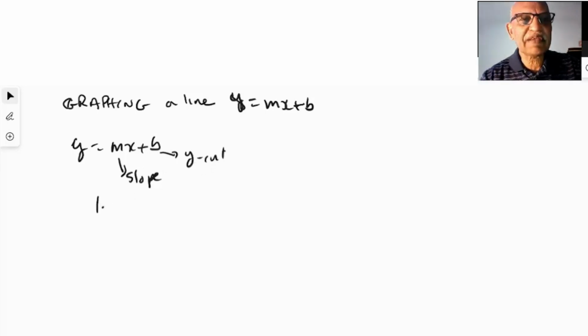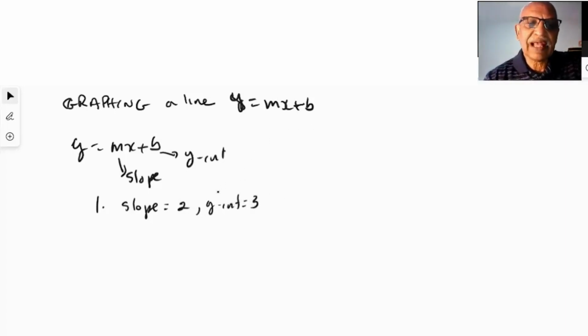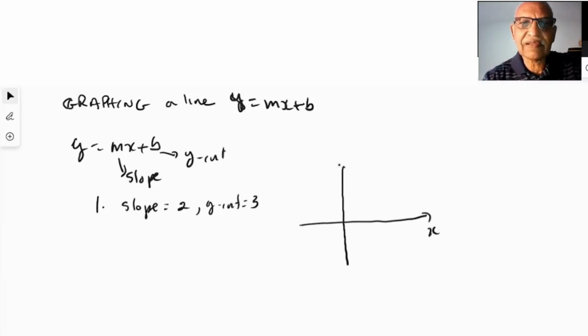So let's see if I'm given slope is equal to 2 and y-intercept is equal to 3. This means that I have to be given always a point to start sketching a line. So if this is my x and y, I start always on a point, as this point is 0, 3, which is y-intercept. 0, 3 is here, 1, 2, 3. So this is 3. And slope is 2.